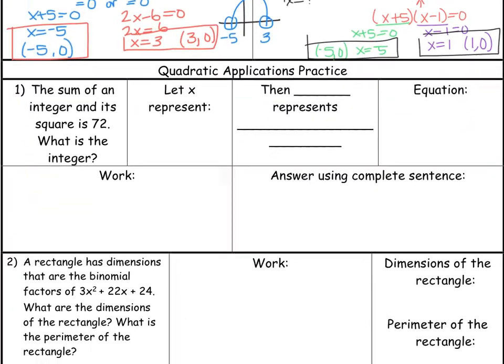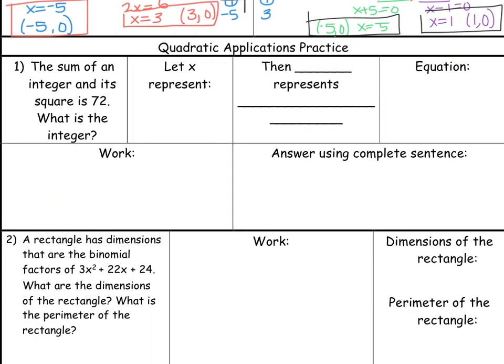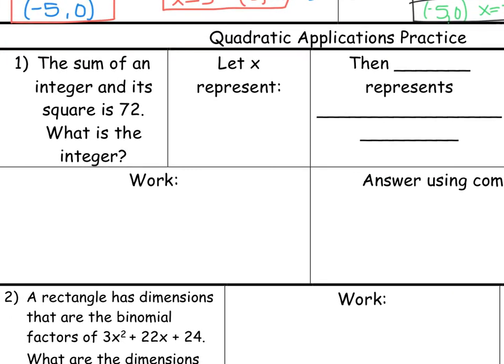So if the sum of an integer and its square is 72, what is the integer? How can we use the zero product property to help us solve this problem? We're going to let x represent the integer. I don't know what it is, but we're going to figure it out. Then x squared represents the integer squared.